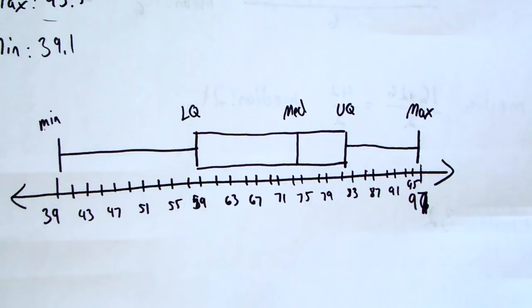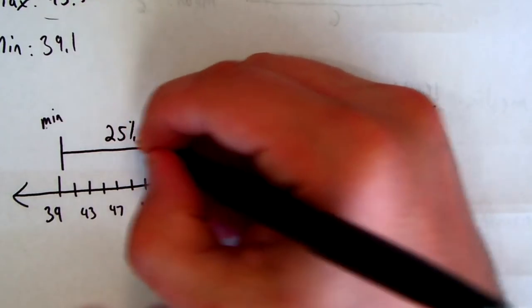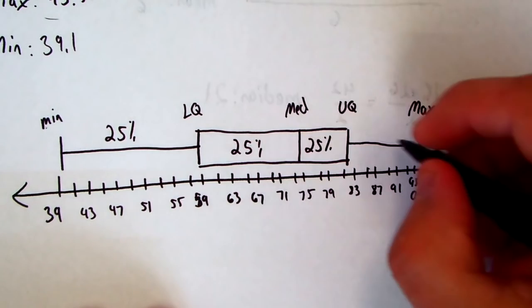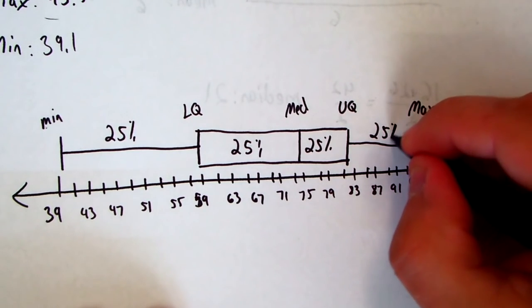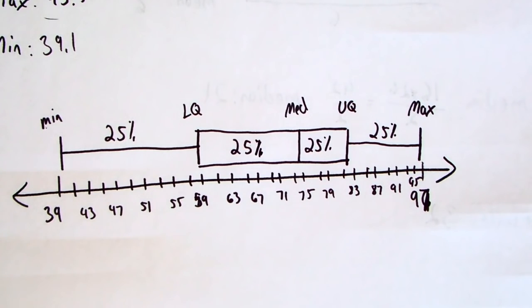Each one of these sections represents 25%. Even though some of these sections are bigger than others, this represents 25% of the data points.